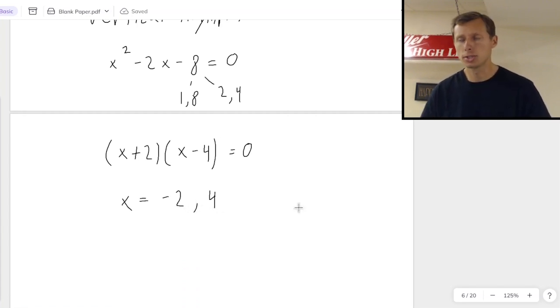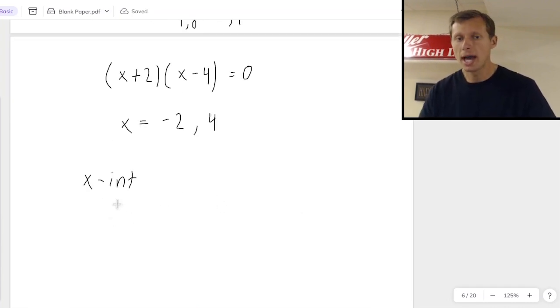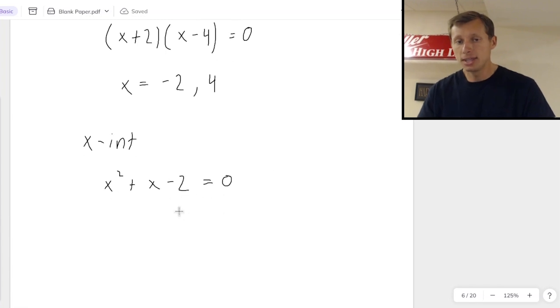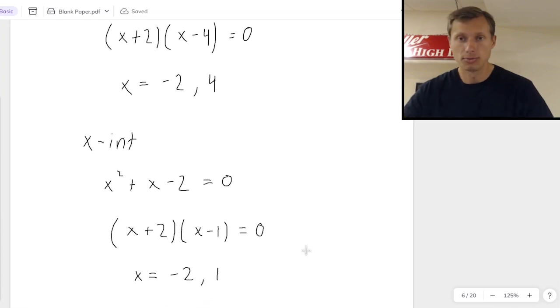Now I need to check for holes in the graph and my x-intercepts at the same time. To do that, I'm just setting the numerator equal to 0. And again, this has to be factored. For this one, it's even easier. It's just x plus 2 times x minus 1 equals 0. Looks like I'll get the solutions x equals negative 2 and positive 1.